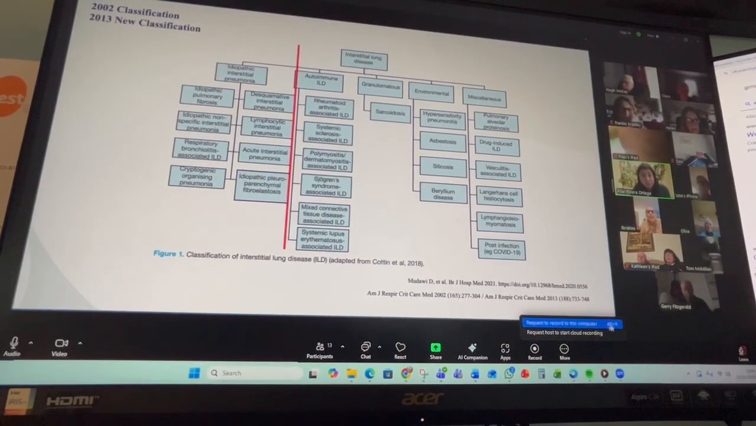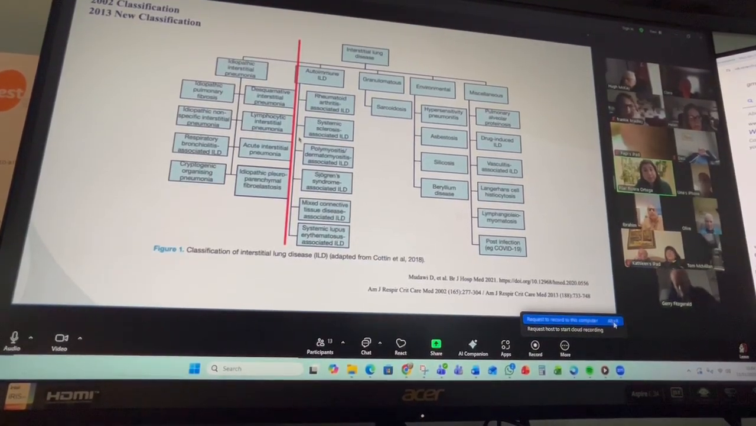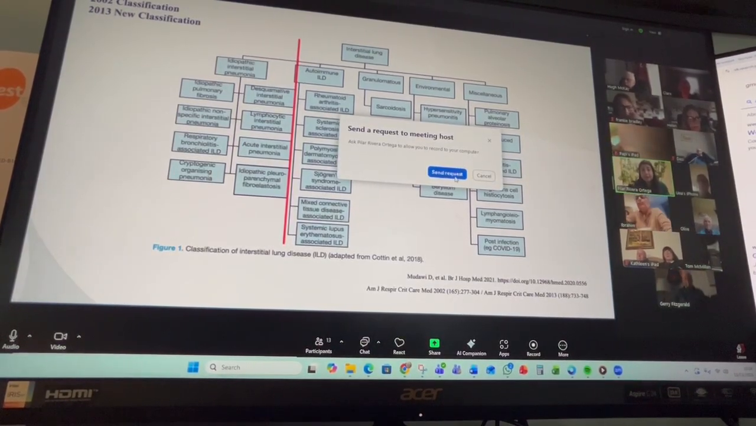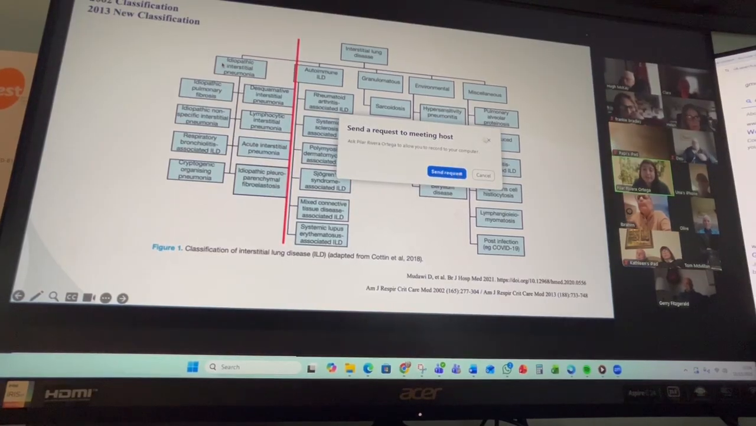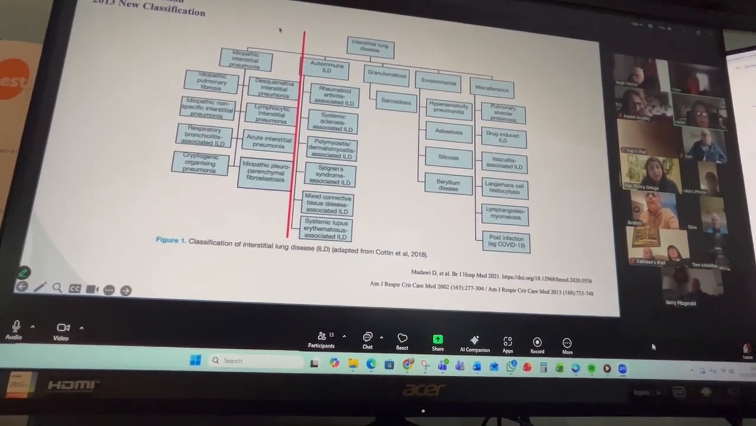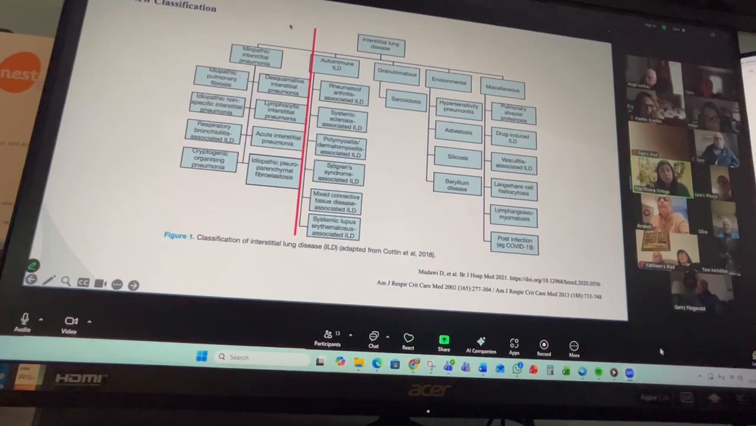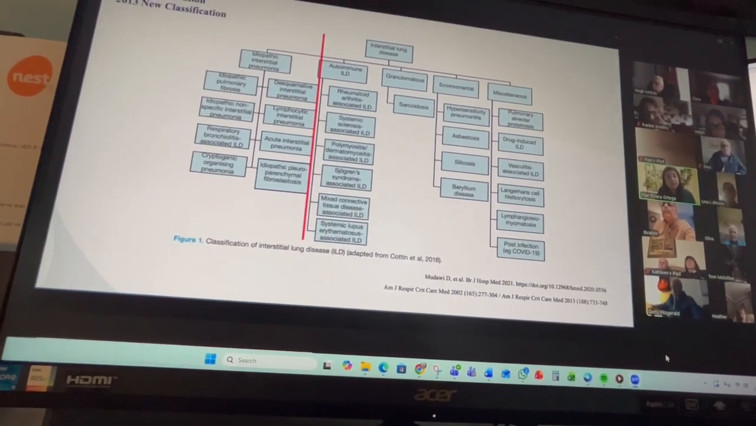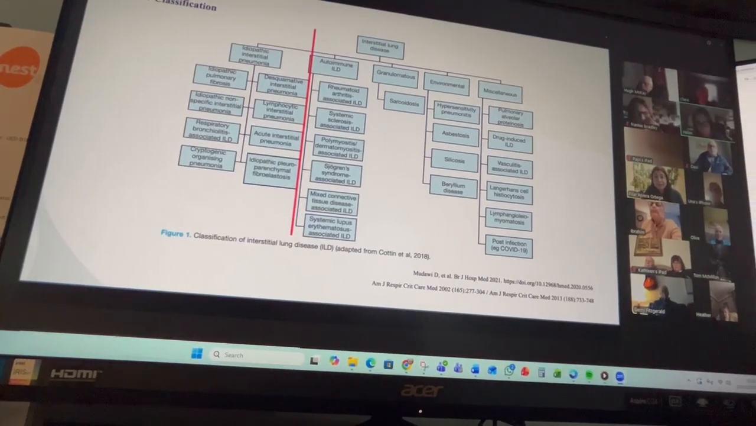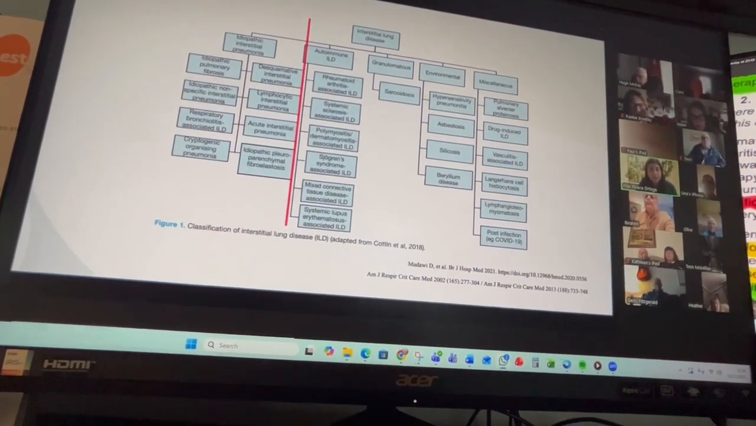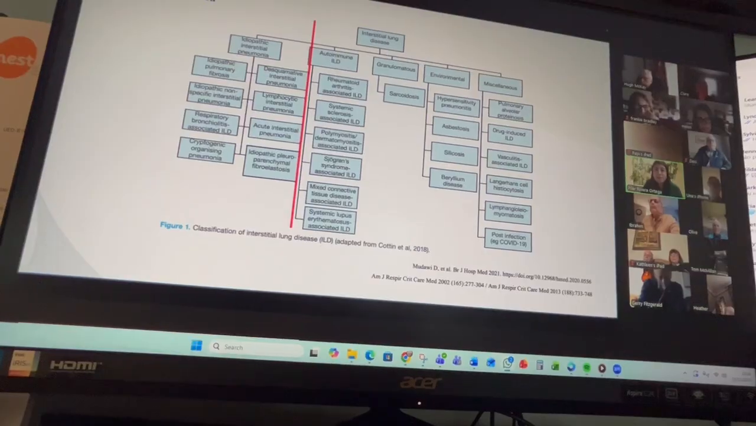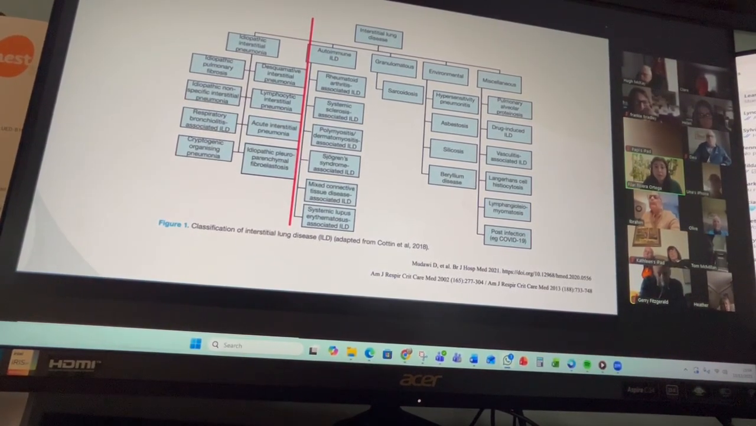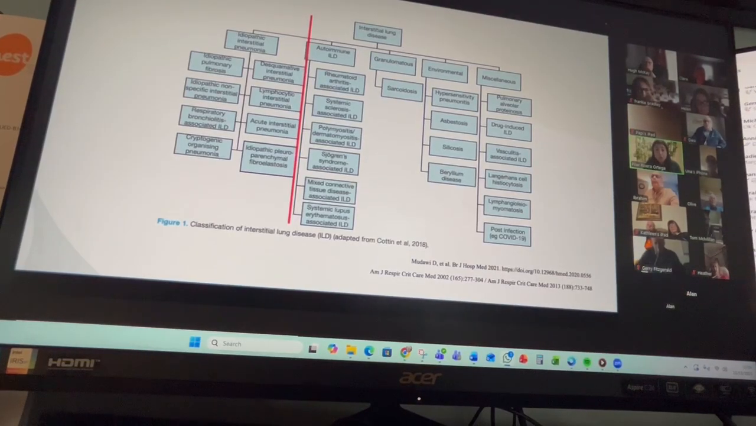And for teaching purposes, I put this red line here to explain what is on the left side. That is what we call idiopathic interstitial pneumonia. And what is on the right side are all the ones where we somehow know the cause of the interstitial lung disease. Many of you are already aware that idiopathic is a medical term we use to describe when we don't know the cause of the disease.